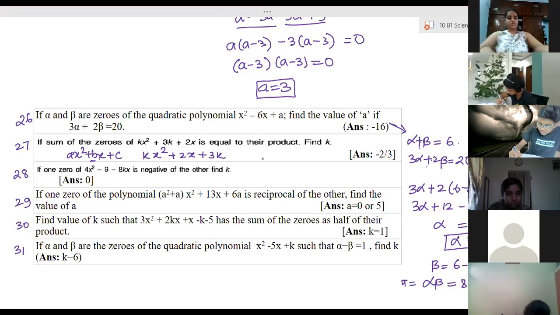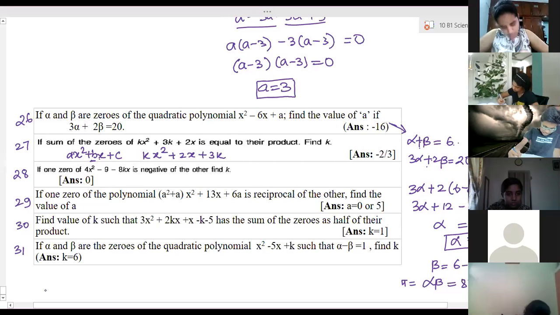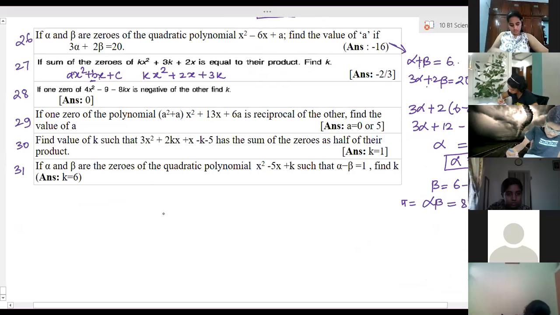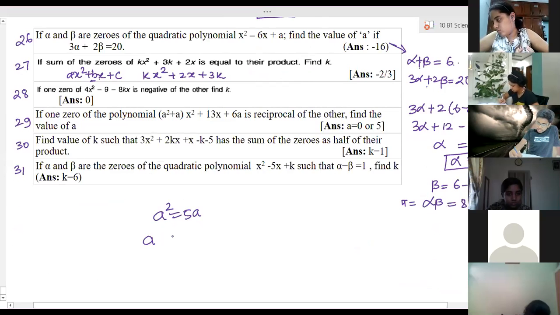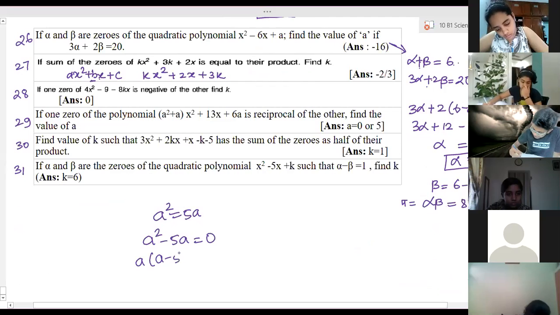No. In the last class also I told you, when you have a square equal to 5a, you get a quadratic form. So a square minus 5a is equal to 0. A into bracket a minus 5 is equal to 0. The value of a is 0 or 5. Okay, fine.